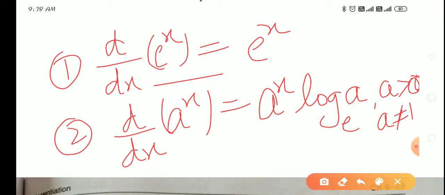Differentiation of e to the power x is equal to e to the power x. Differentiation of a to the power x equals a to the power x log a to the base e, where a is greater than 0 and a is not equal to 1. So these two formulae, these two differentiations you have to keep in the mind, and you start the exercise. Then you can do all the questions of exercise 8E. And that chain rule also you have to keep in the mind. Chain rule from first exercise it is going on.